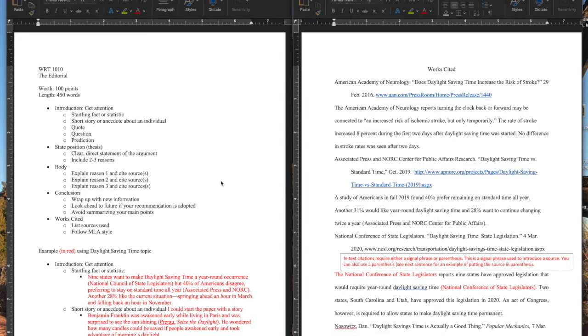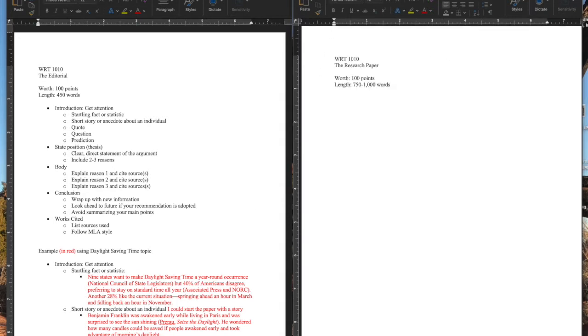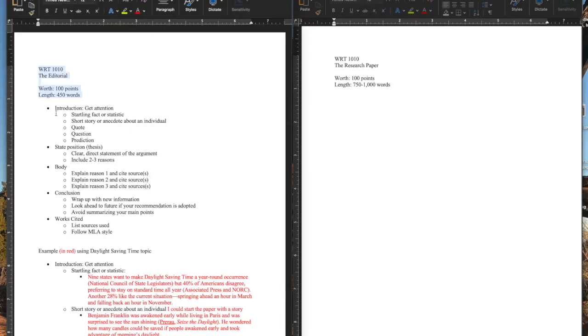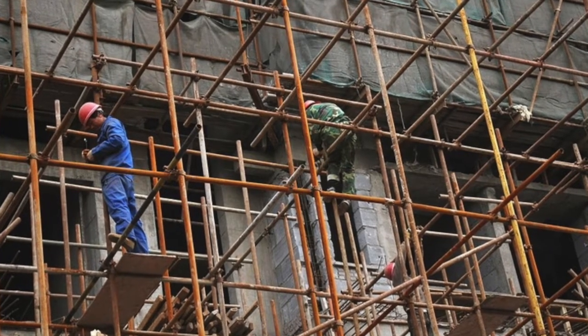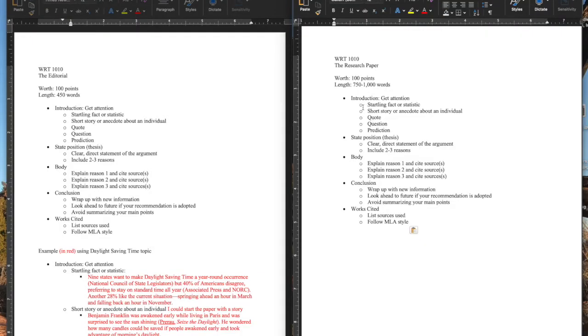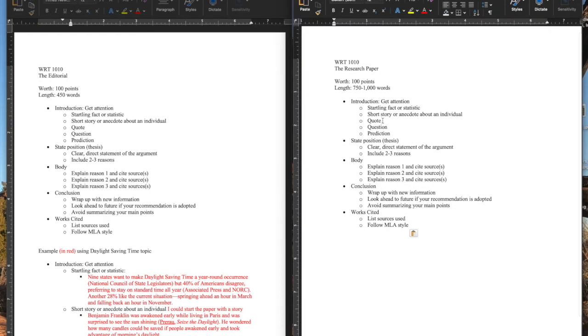So what we need to do then for the research paper is basically put it on steroids, or take it from a Wendy's single to a Wendy's double by adding some more information, maybe adding a third reason for the thesis statement. So let's talk about the concept of scaffolding. An outline is basically scaffolding. So we can use the same outline format we did for the editorial and use this to start the research paper. We still need some kind of introduction that's going to get attention. We can state the position with a clear thesis. Maybe we'll have 3 or 4 body paragraphs now because this paper is longer. We're going to still have some kind of conclusion.